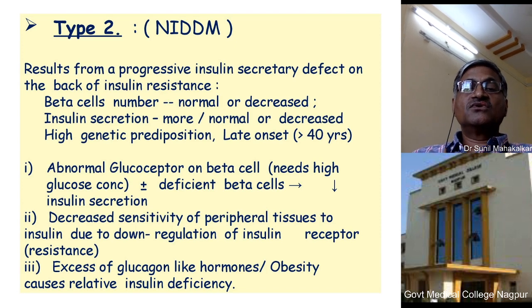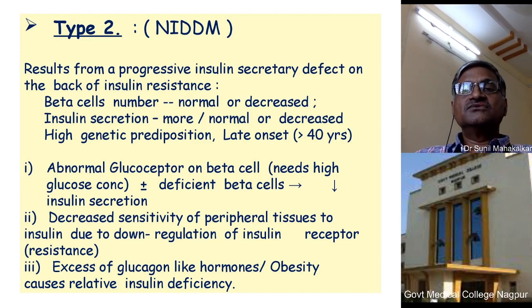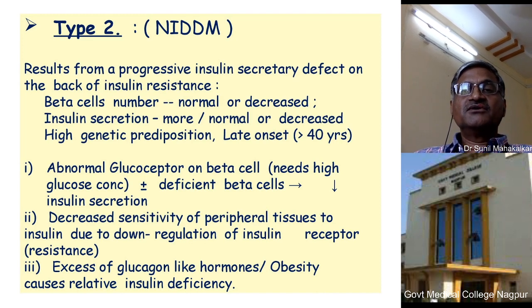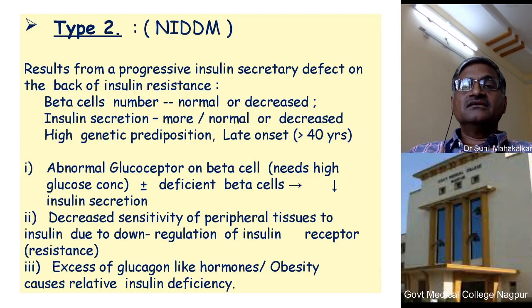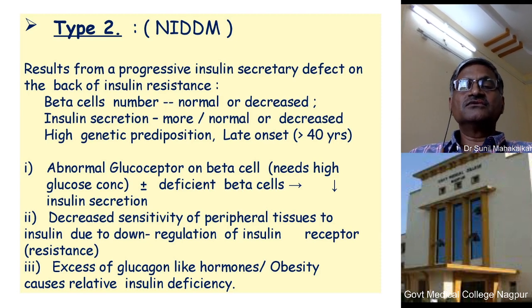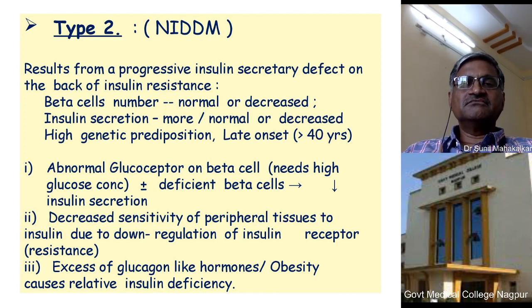Thirdly, there can be excess of glucagon-like hormones or obesity which cause relative insulin deficiency. It means that glucagon-like hormones increase the blood sugar level. So insulin will be required in more amount to decrease that level of blood sugar. And secondly, if there is obesity, then insulin has to work more, and therefore more insulin is required. So if there is already a little deficient insulin secretion, then obesity will add to that catastrophe, and therefore there will be more insulin deficiency. Therefore obesity is very dangerous if there is diabetes.